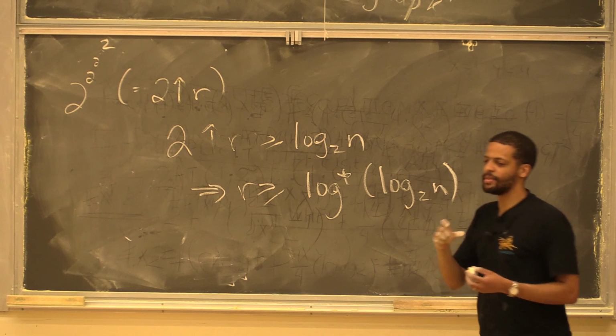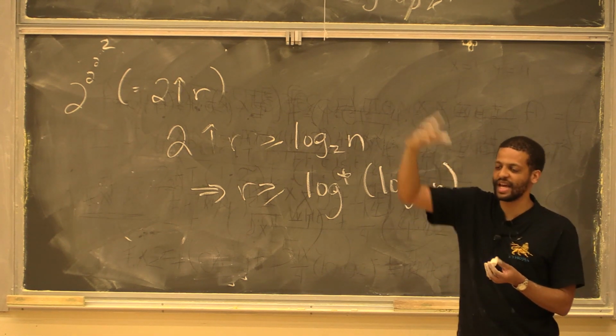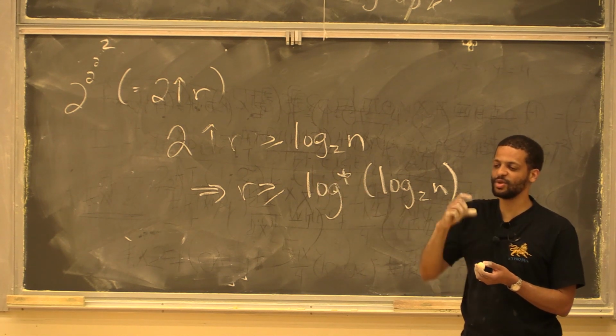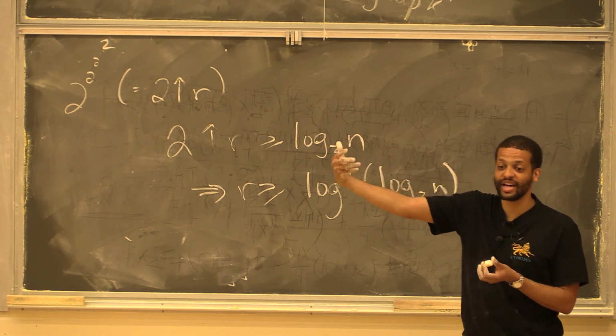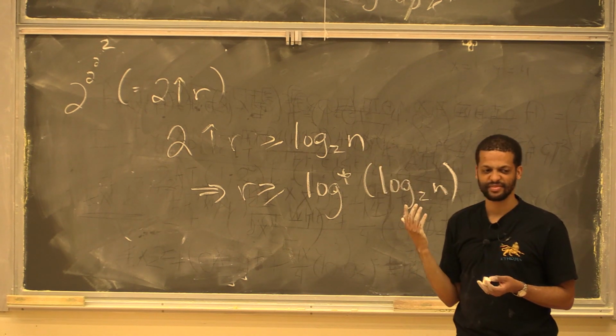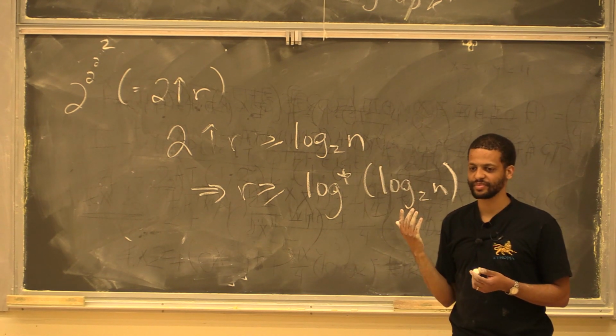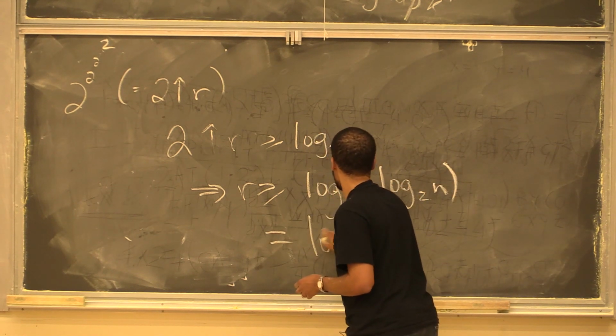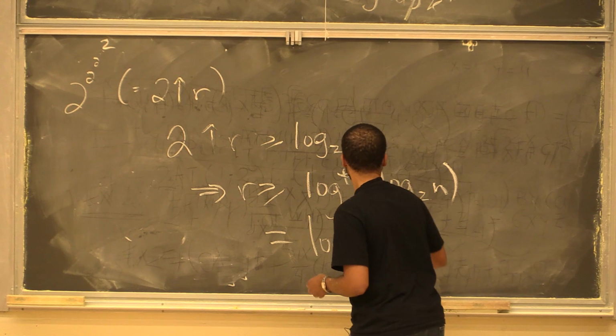Right? How many times do I have to take 2 to the 2 to the 2 to the 2 to the 2 to get n? It's log star n. How many times do I have to take 2 to the 2 to the 2 to the 2 to the 2 to get log n? It's log star of log n. And by the way, log star of log n is exactly the same thing as log star of n minus 1.